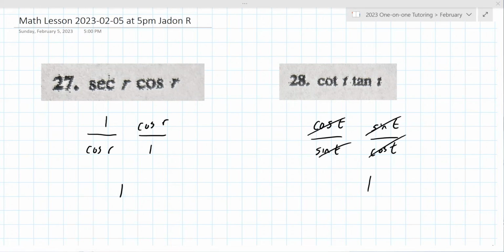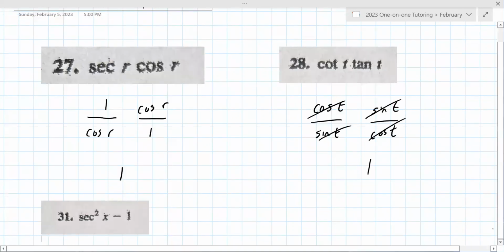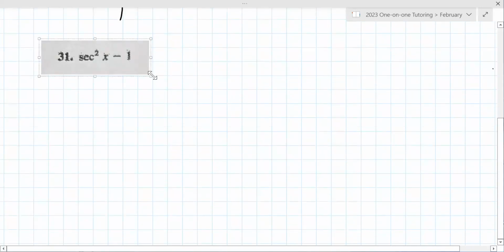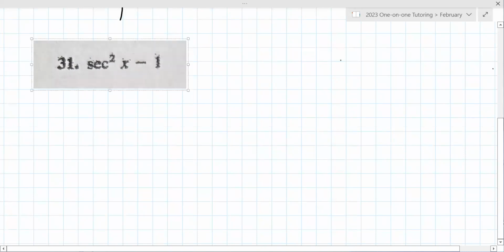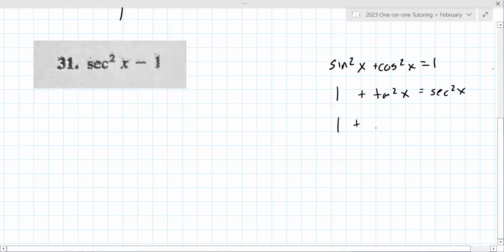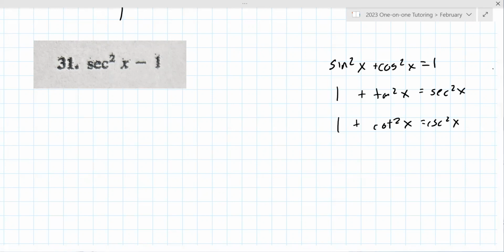All right, so 31. 31 is kind of a known trig identity. There's 3 that you have to know. Sine squared x plus cosine squared x equals 1. And then 1 plus tangent squared x equals secant squared x. 1 plus cotangent squared x equals cosecant squared x. So these are the 3 that you have to know. They're on that review sheet. If you want, I can send that over again.